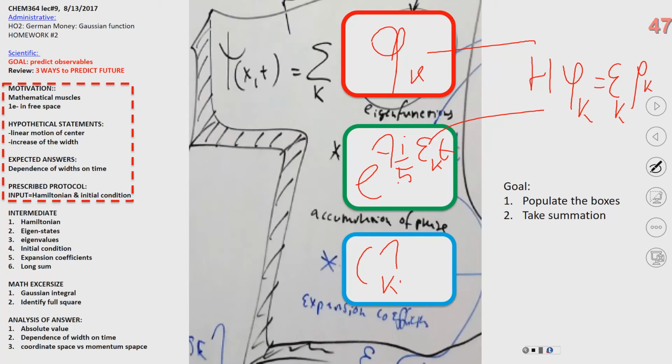Okay? So instead of this phi of k, we will put in e to the minus i k x, and instead of E sub k, we will put h bar squared k squared over 2m. So we are 66% done. Now we need to find expansion coefficients.